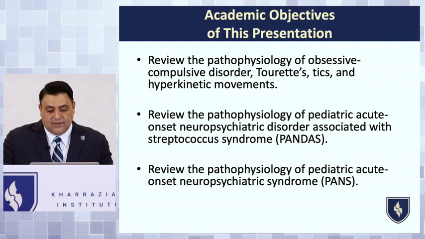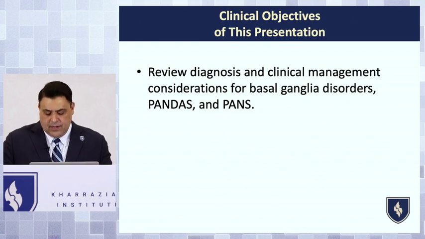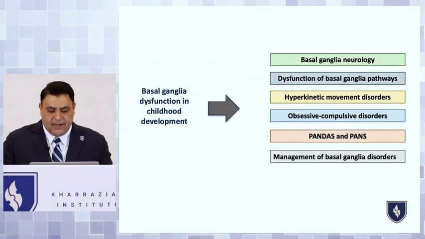And if it's not Streptococcus that causes the infection, then it's called PANS. So we're going to review the pathophysiology of pediatric acute onset neuropsychiatric syndrome, which is the same thing, but not specific to Streptococcus. Then we'll review the diagnosis and clinical management considerations for basal ganglia disorders, and then talk about a step-by-step approach and some issues that take place when working through and providing clinical strategies to help these kids that are in these patterns.